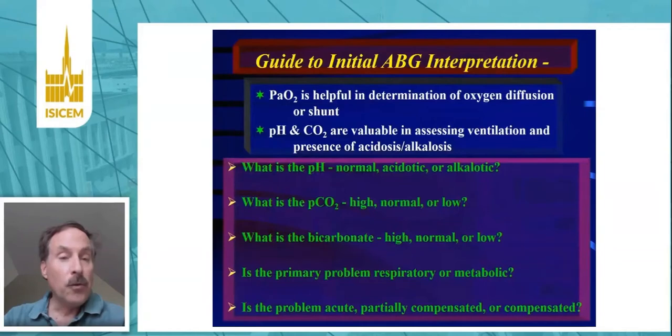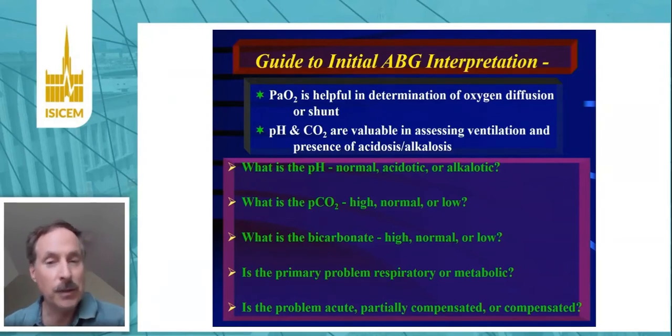The PaO2 is an important value which we like to see in our blood gas, but keeping in mind that oxygen saturation is a standard of care in the ICU, we evaluate PaO2 more in consideration of how the lungs are functioning in terms of whether there is a shunt or a diffusion abnormality, i.e. an A-a gradient present. The pH and CO2 are highly valuable in assessing the ventilation itself and the presence of any requisite acidosis or alkalosis.